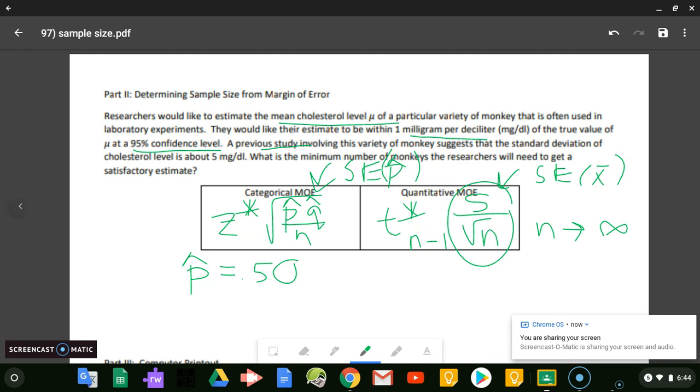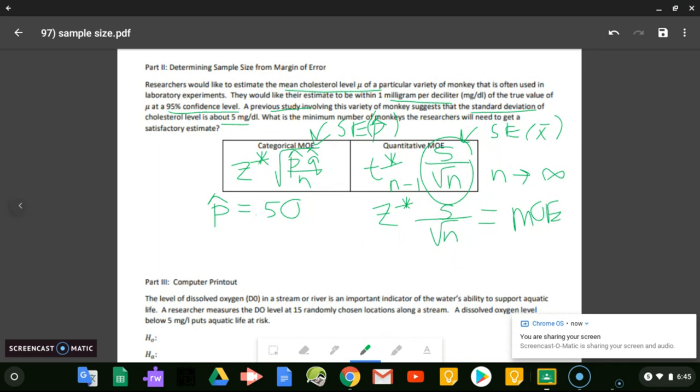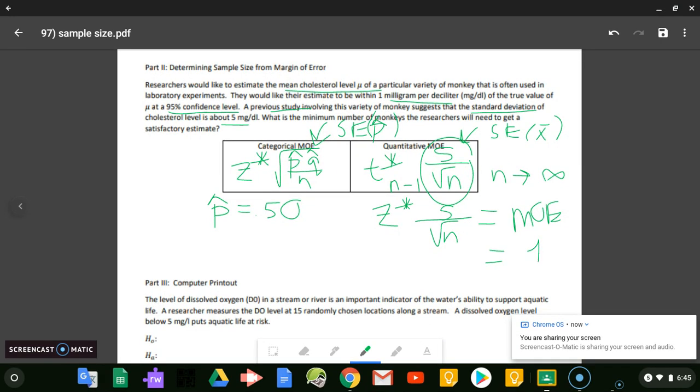And they have a previous study where they think the standard deviation is about 5 milligrams per deciliter. So what we're going to do is just use the critical z for 95% confidence interval, and we want that equal to our margin of error. Here, the margin of error we were going with was within 1. So then this is going to be 1.96. Remember, that was the critical z we used for 95% confidence.